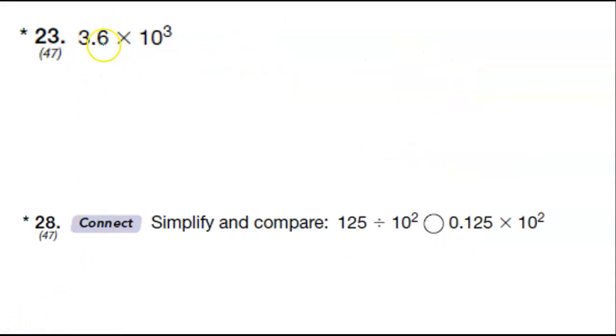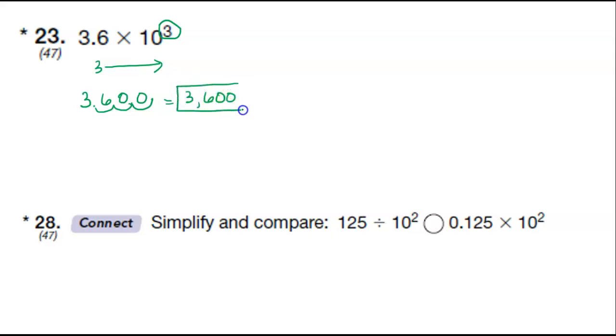Okay, here I have 3.6 times 10 to the 3rd. This means that I'm going to move my decimal 3 spaces that way. So I have 3.6, this is 1, 2, 3. So this is my answer.